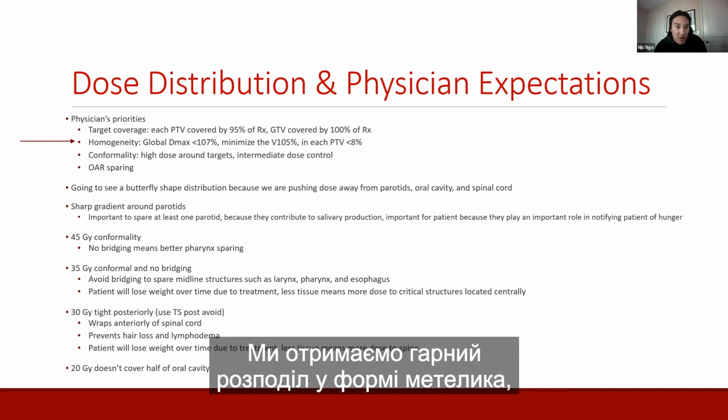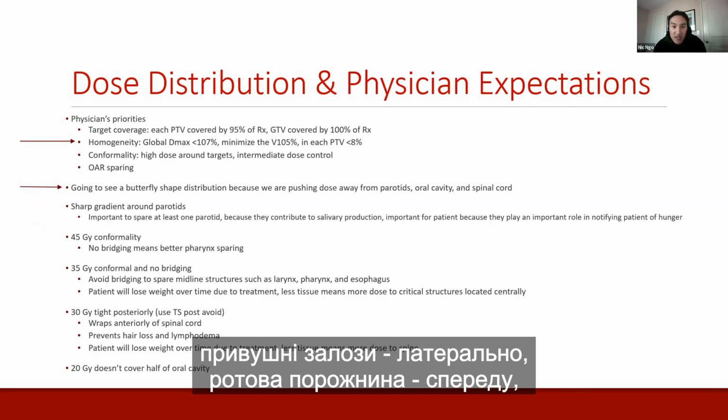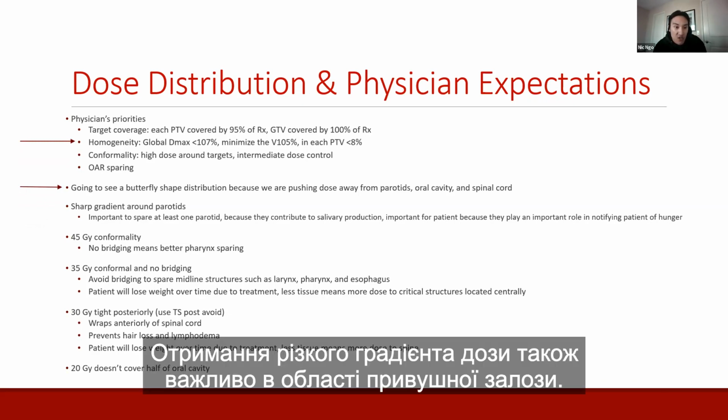We're going to get this beautiful butterfly shape distribution because a lot of the OARs are lateral, anterior, or posterior. Like the parotid is lateral, the oral cavity is anterior, the spinal cord is posterior. Getting a sharp dose gradient is important around the parotid as well.